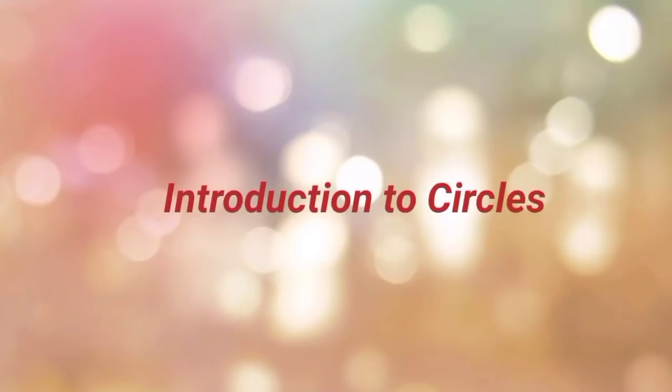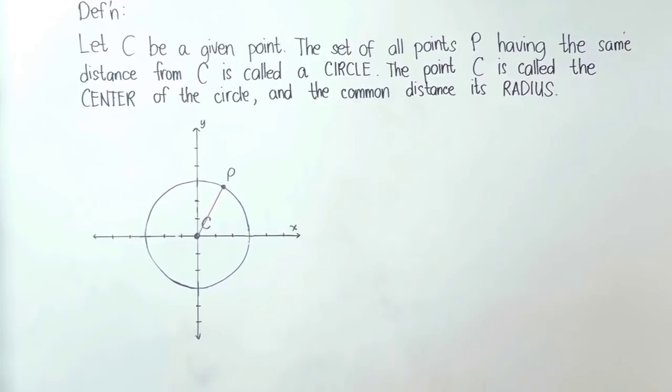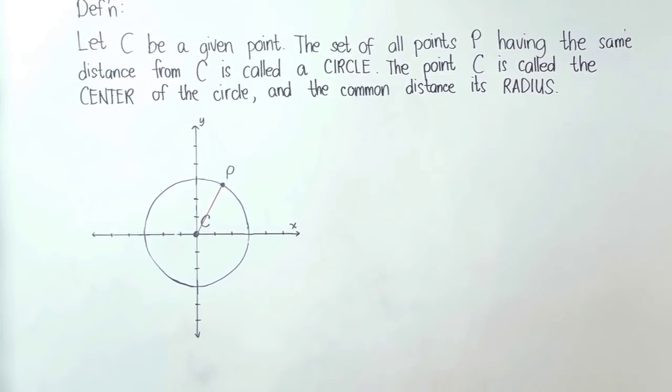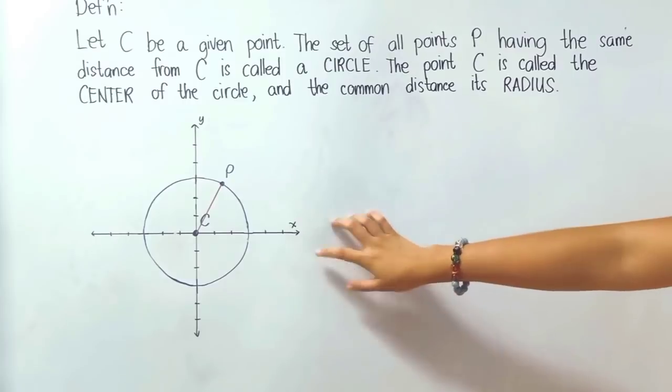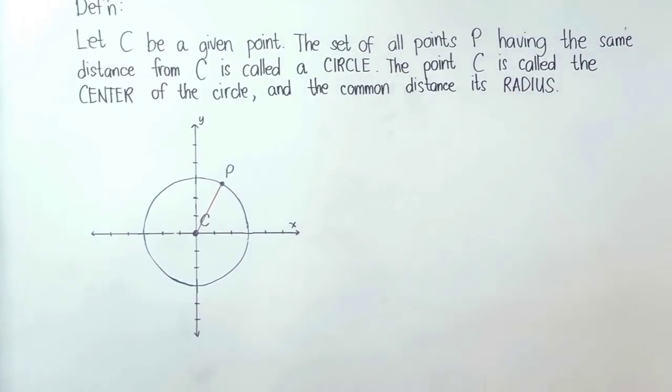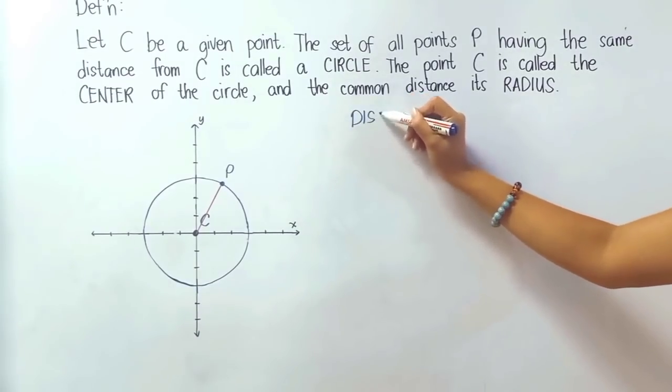Hello everyone, we are now in the introduction to circles. Definition. Let C be a given point. The set of all points P having the same distance from C is called a circle. The point C is called the center of the circle and the common distance its radius. As you can see, we have a sample circle here with the center C and the point of a circle called P. Getting the radius of the circle will lead us to the standard equation of the circle using the distance formula.